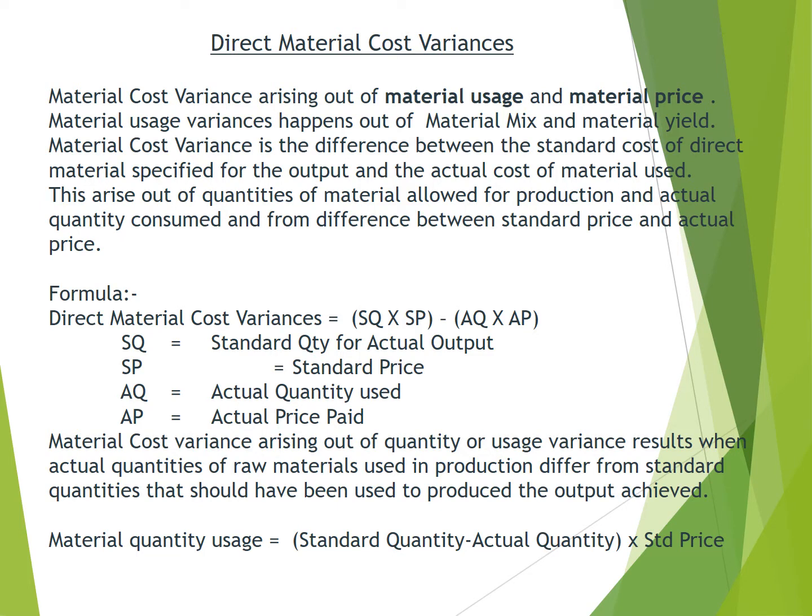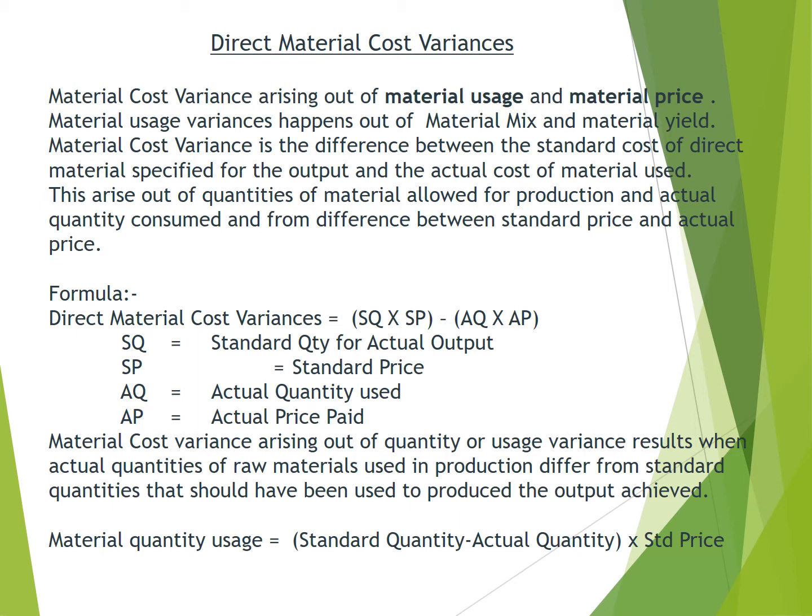Direct material cost variances. Material cost variance arises out of material usage and material price. So for cost variance, two factors are there. One is the usage of the materials, that can increase or decrease the actual quantity required. Second one is material price. It depends upon the market price. Maybe the price may be more or less than the standard price fixed. Material usage variance happens out of material mix and material yield.